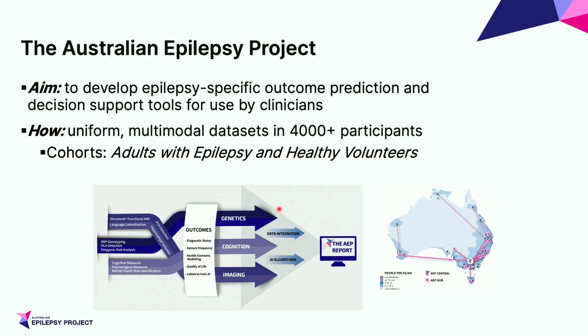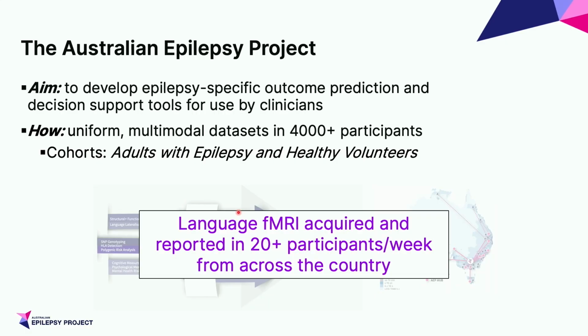The way the project works is treating neurologists refer patients into the project, and then at baseline we collect cognitive data, imaging data, and genetics data. We synthesize all that information back into a report that is fed back to the referring clinician, who can use that to inform their treatment decisions as they work with their patients. As part of that imaging protocol, all participants in the project undergo a language fMRI study. Now that we're running at scale, we can be reporting 20-plus language fMRIs a week. So this is the problem we need to address. How do we deliver this?